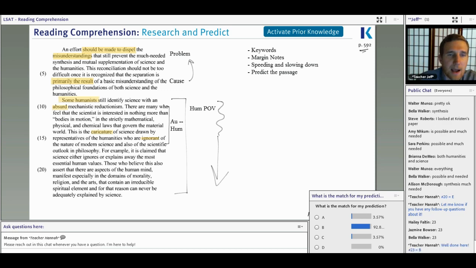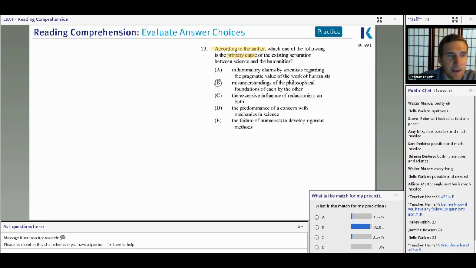And if you go back and read answer choice B, you'll see it's almost word for word the same misunderstandings of the philosophical foundations of each by the other. So really the key to success in detailed questions is all about that research. And that's what makes everything else incorrect, because you'll notice those other answers are saying things that are not the same as the end of the first paragraph. As always, if you have a question about it, then let us know, but research truly is the key.